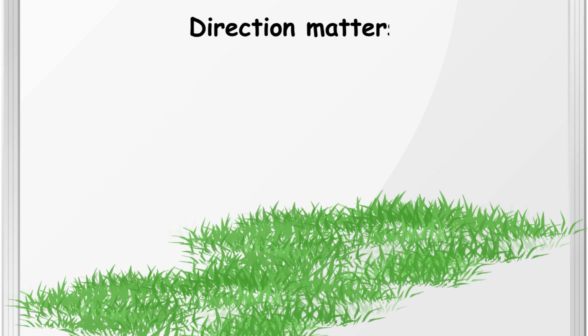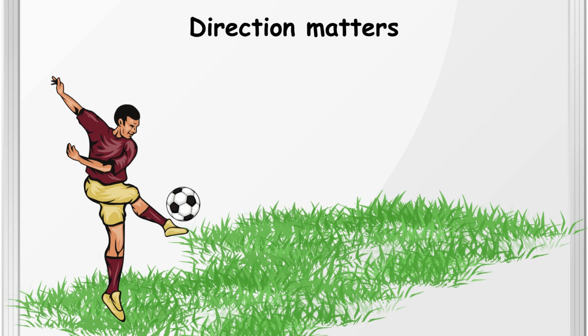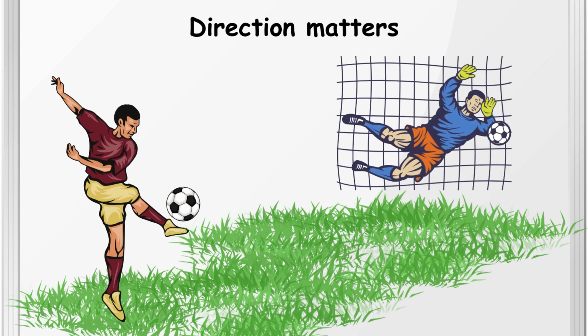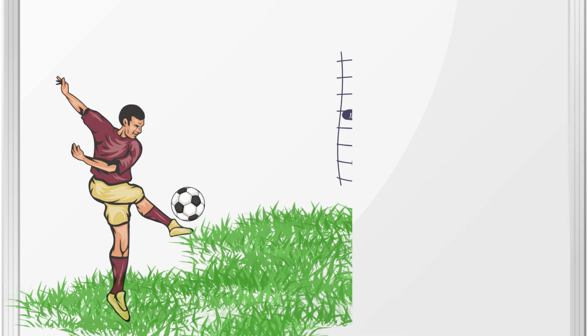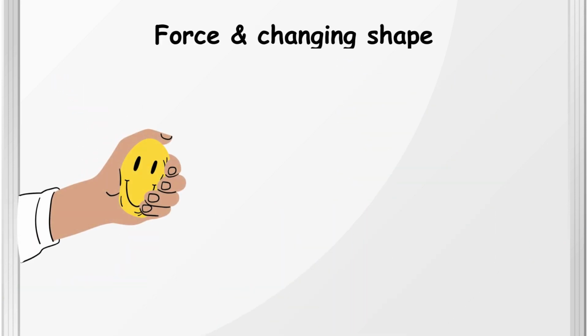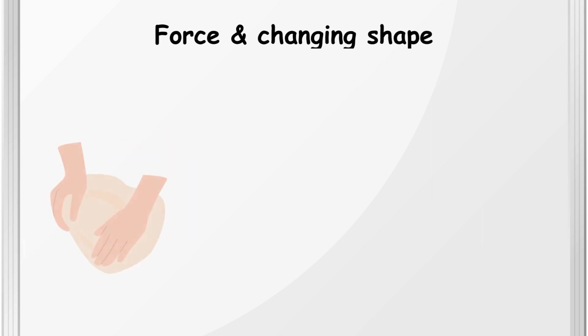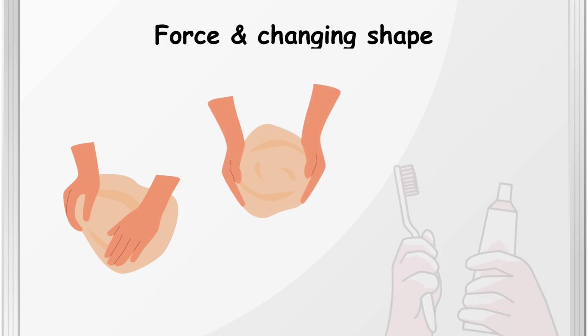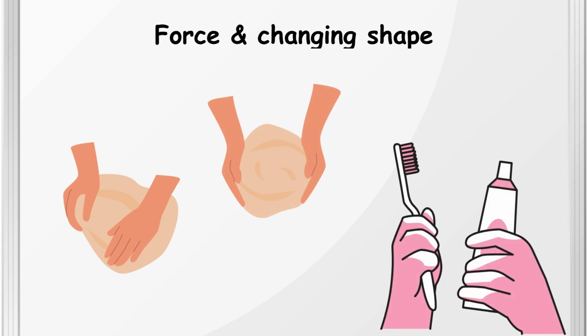Think about a soccer match. A player applies force to kick the ball into the goal. If the goalkeeper jumps to stop the ball, the force they apply can change the ball's direction or even stop it completely. It's not just motion. Forces can also change the shape of an object. When you press a lump of dough or squeeze a toothpaste tube, you're applying force to change their shape.